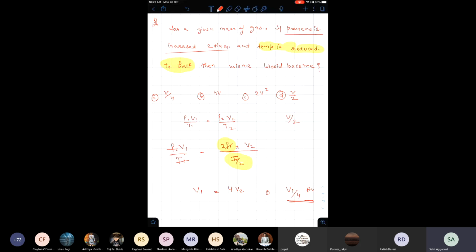Orally also you can solve it. We do not have series of formulas. We have only those 3 laws, and that's what we are using. Okay? Very good.